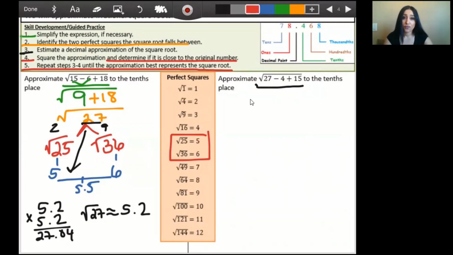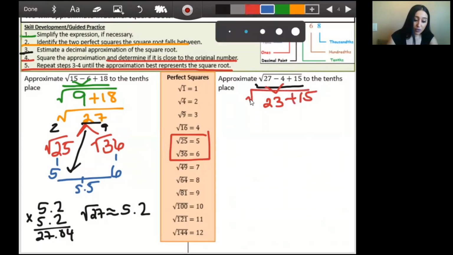All right, guys, thanks for pausing the video and coming back to me. Let's go ahead and figure out this next problem. So I have approximate the square root of 27 minus 4 plus 15. Let's simplify that expression. 27 minus 4 is 23. 23 plus 15, and make sure this is all underneath that square root sign, would happen to be 38.